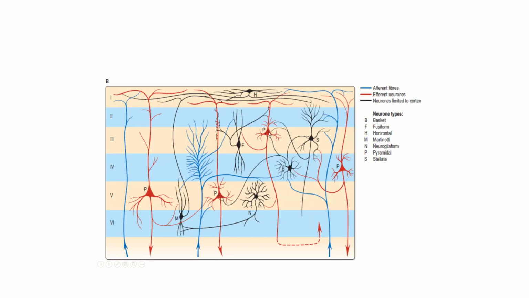Again you can see this is the pyramidal cell and this is the pyramidal cell in the third and fifth layer. You can see fusiform cell, you can see the stellate cells, you can see the horizontal cells of Cajal, you can see the cells of Martinotti, you can see the neuroglial cells.